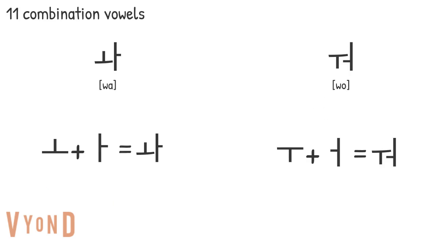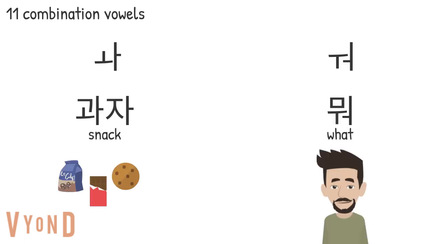Okay, these are the last group. Wa and wo. Wa is the combination of o and a. And wo is the combination of u and eo. Alright, let's practice. Gwaja. Wo.